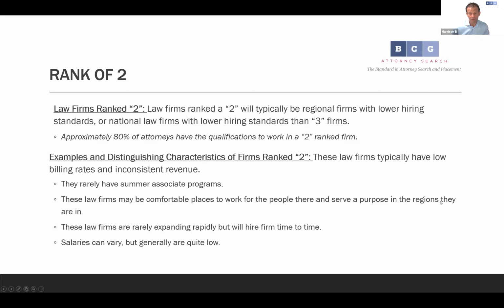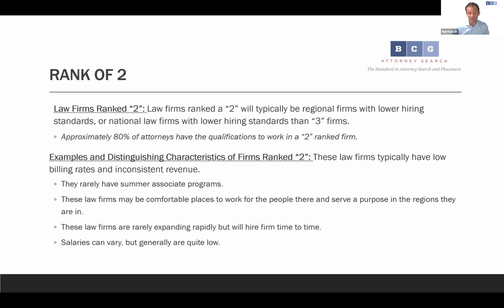That means that if you're a firm, for example, in Hershey, Pennsylvania, it would be very hard to be a 3 firm in Hershey, Pennsylvania, which is a great market. It's a nice place to work, or Lancaster, Pennsylvania, a marketplace like that. But it's going to be difficult, and the salaries in those markets can vary, but generally these firms are going to be fairly low compared to 4 firms or 3 firms, but that doesn't mean they're a bad firm. Again, most firms are 2s. It's just that their billing rates have to be lower, and their revenue is going to be a little bit less consistent.